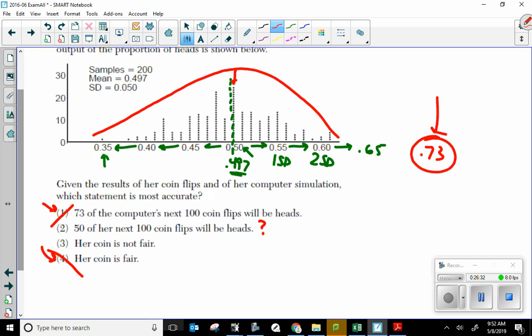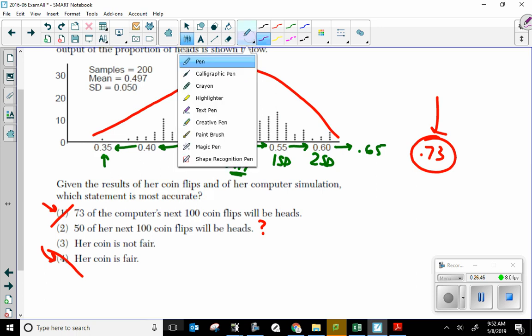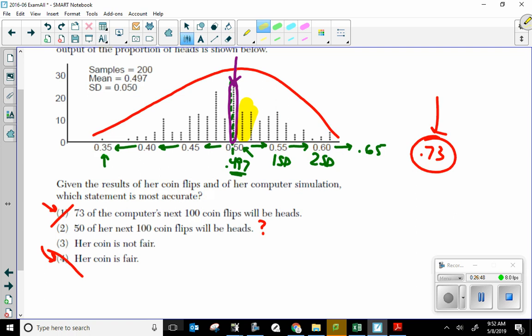So would I say that the next computer simulation will be 50? Or is her coin not fair? Look at all, okay, these are all the possibilities of 0.50. Look at all the other possibilities that it can come out to be. You see this? There are a lot more possibilities of not being 0.50 than being a 50-50 split. So I'm going to say no to this one. No way. I think this one is most accurate.